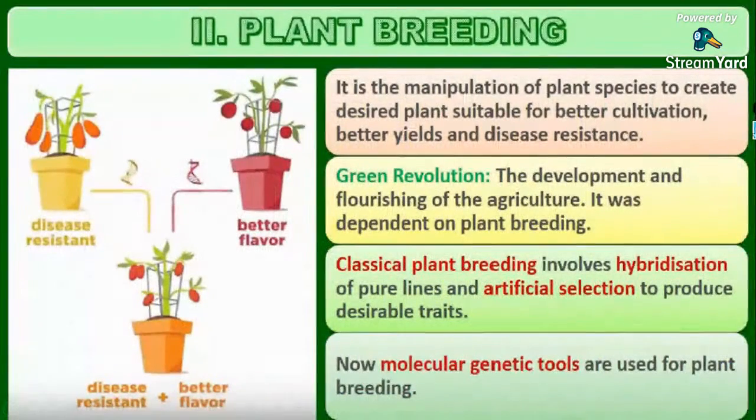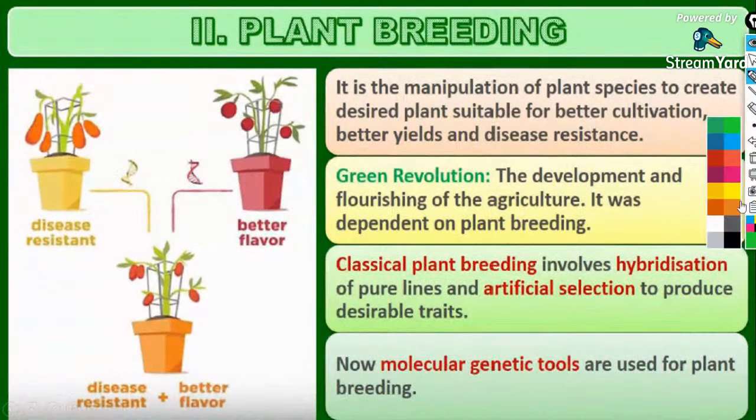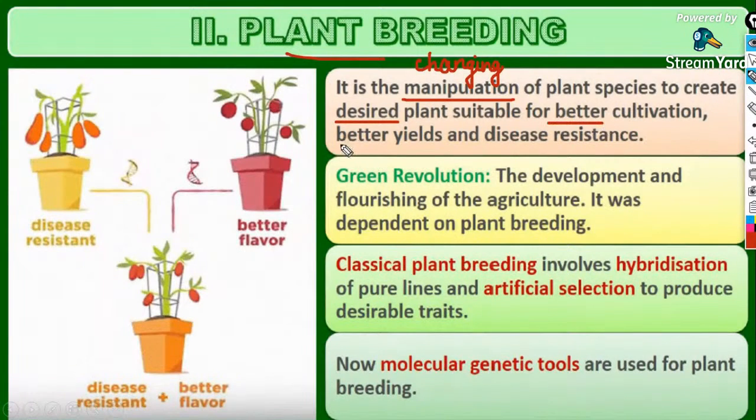Yes. So we are beginning with the chapter, the topic of plant breeding. Clear? Yes. Plant breeding, it is actually the manipulation. What do you mean by manipulation? The changing or alteration. Manipulation of the plant species to create a desired plant suitable for better cultivation, better yields, and disease resistant.